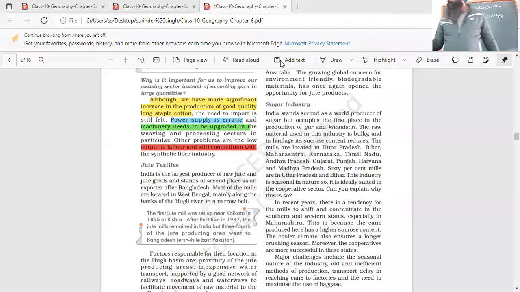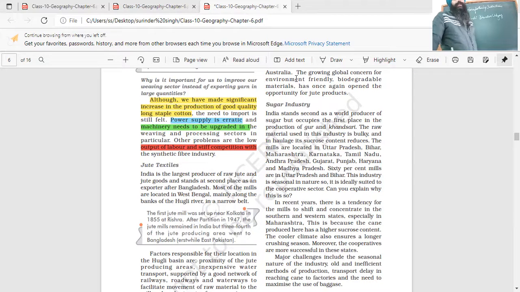Next is stiff competition with synthetic textiles like nylon and polyester. Stiff competition with synthetic fiber like polyester is depriving the growth of cotton textiles. One more problem is the export of raw cotton.